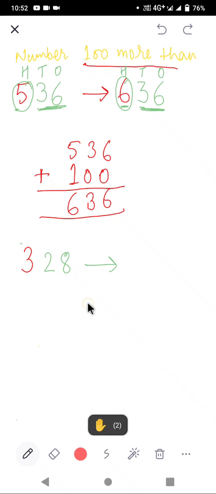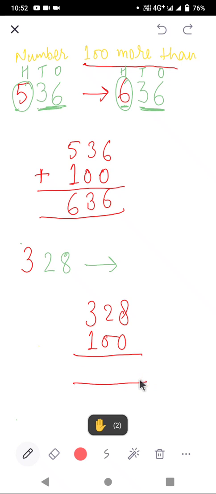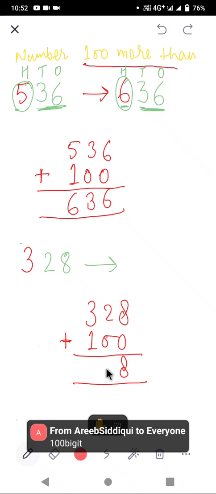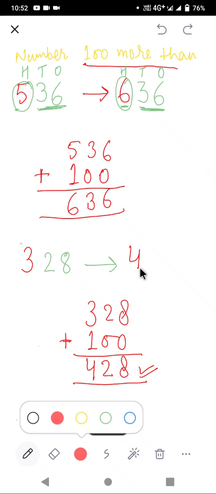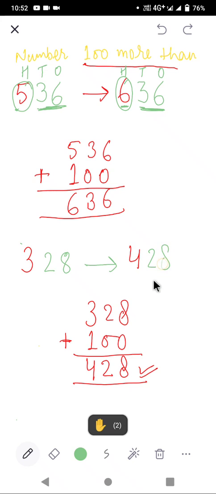We have 328. So let's add 100 to 328 to find out 100 more than. So 8 plus 0 is equal to 8. 2 plus 0 is equal to 2. 3 plus 1 is equal to 4. Okay. So 100 more than 328 is 428. So we'll write here 428.